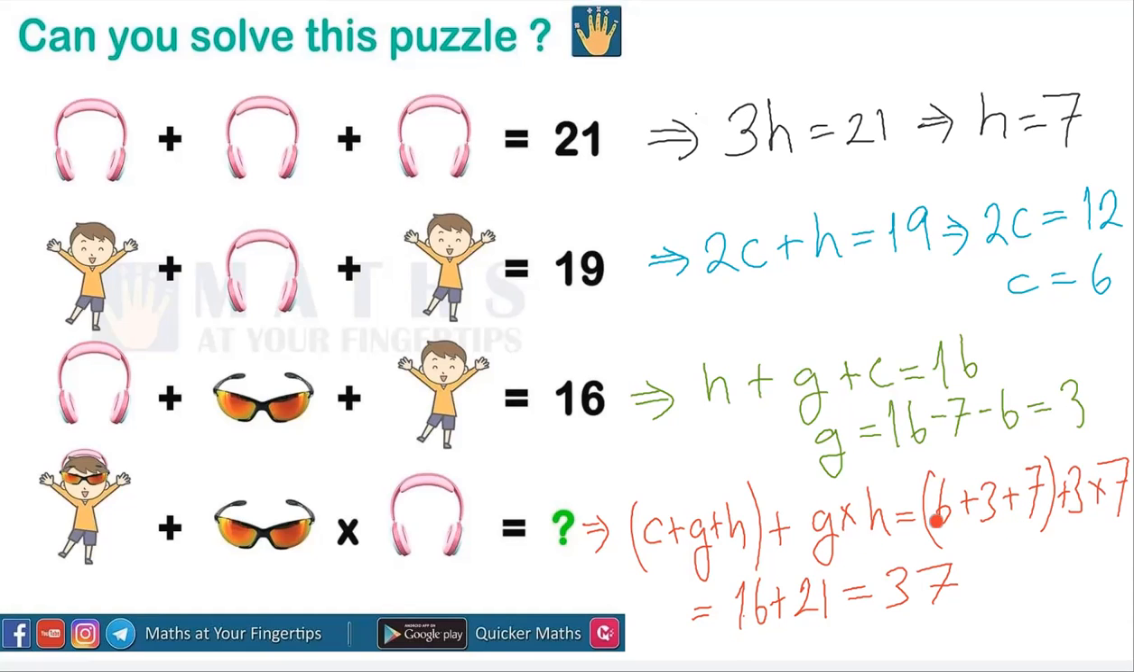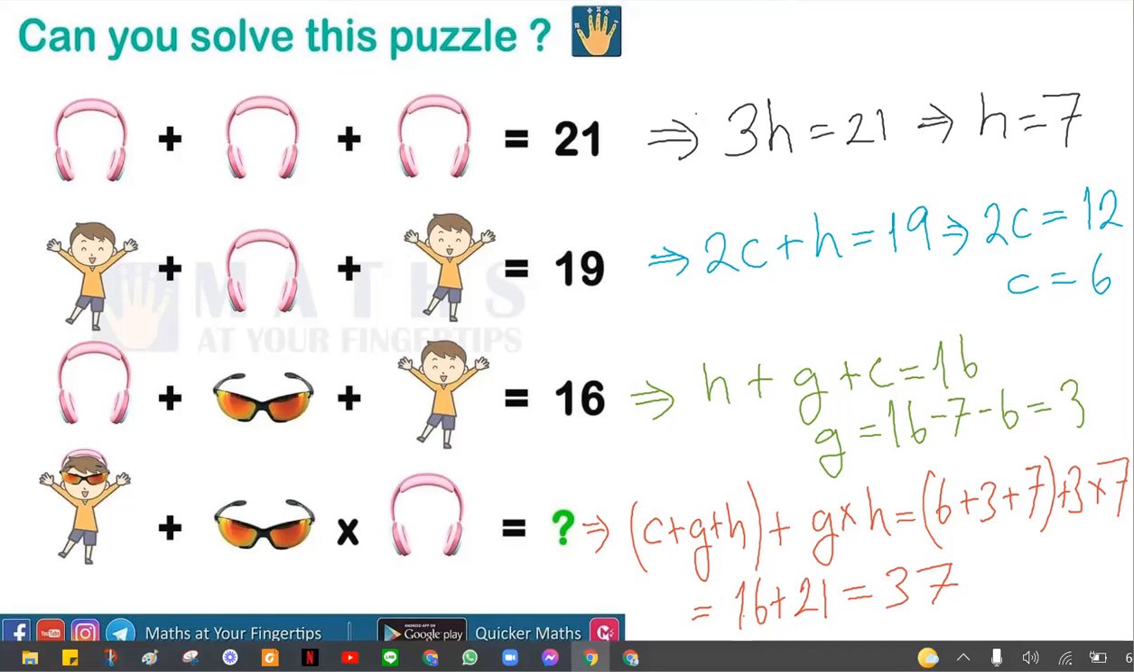3 plus 7 is 10, plus 6 is 16. Then 16 plus 3 times 7. Multiplication is second, so that is 21. 16 plus 21, the answer is 37.